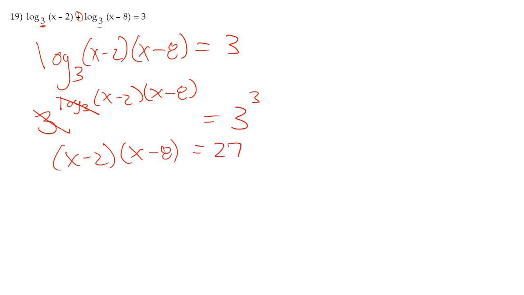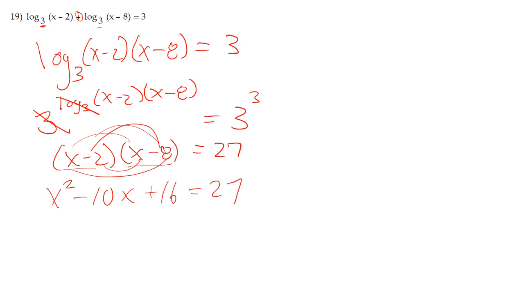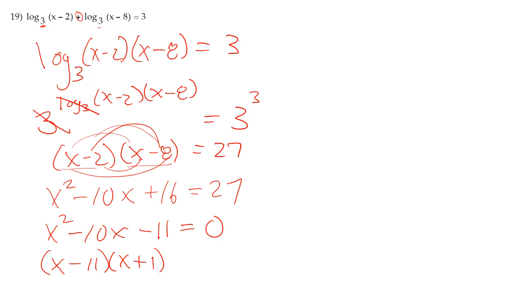Now to solve the resulting equation, because we have these two parentheses with x in them, we have to multiply this out. And so I get x squared. I'd have a minus 2x and a minus 8x, which gives me minus 10x. And then I'd have a plus 16 equals 27. So it's a quadratic equation, so I'll set it equal to 0. So subtract 27. If I subtract 27, I'm going to get minus 11, sorry. And so if I were to factor this, I would have x minus 11 times x plus 1, giving me x equals 11 or x equals negative 1.